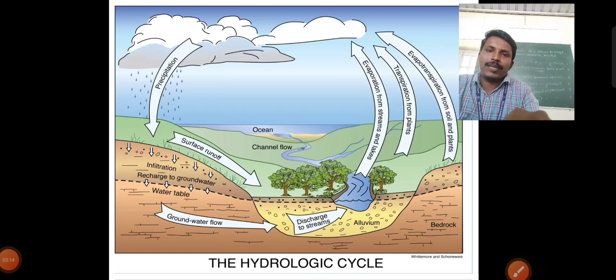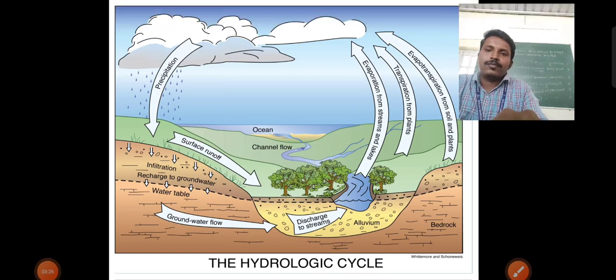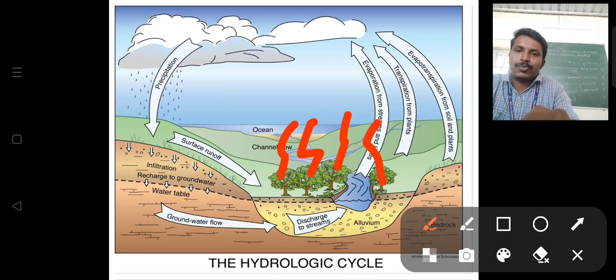Evaporation has two types: transpiration and evapotranspiration. What is meant by transpiration? The water escapes from the leaves of the trees, plants or vegetation. This is called transpiration.